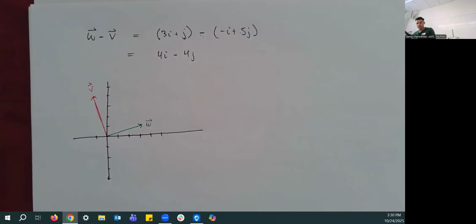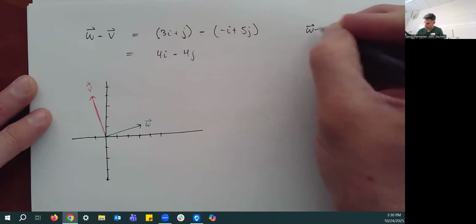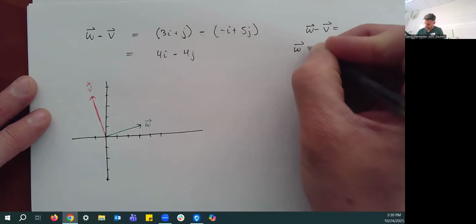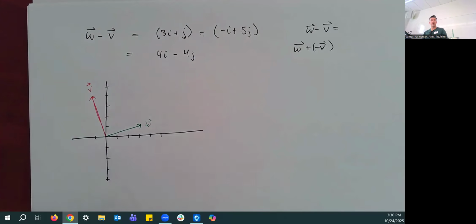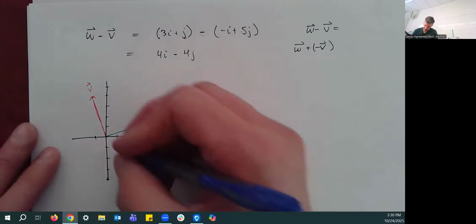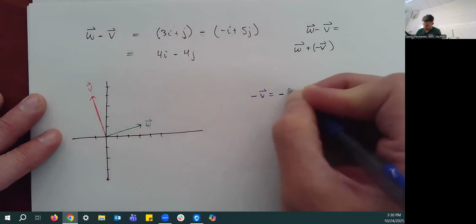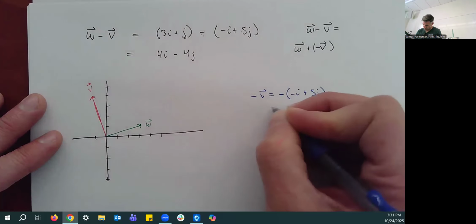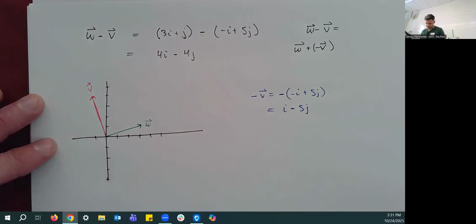And so if I want to calculate W minus V, well, because that's the way my brain works, I'm going to think of W minus V as really W plus negative V. So negative V is the vector that points in the opposite direction of V, the same length. So there's V pointing that way. Here's negative V pointing, in fact, we can calculate it. Negative V is negative i plus 5j, which is positive i minus 5j. So I'm going to go 1 right and 5 down. I knew I needed to go further down.